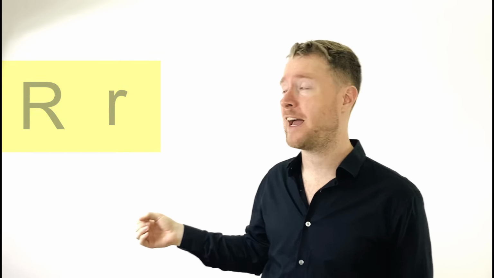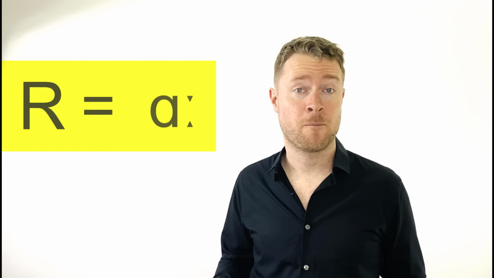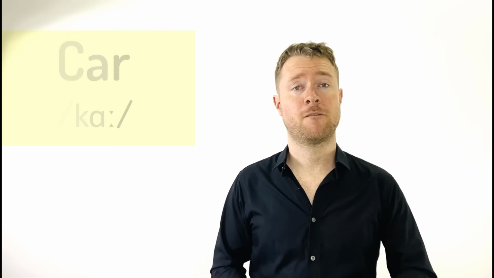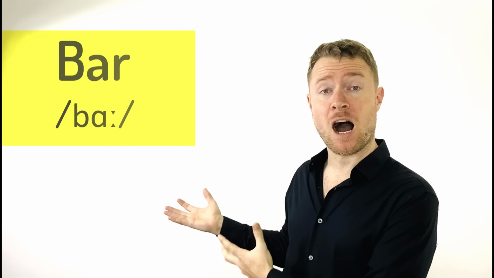Interestingly, this is also the pronunciation in the alphabet of the letter R. Okay? R. In British English, we pronounce it exactly the same way. In American English, it's a little bit different. But here, R. You'll find this in words like car, far, and bar.